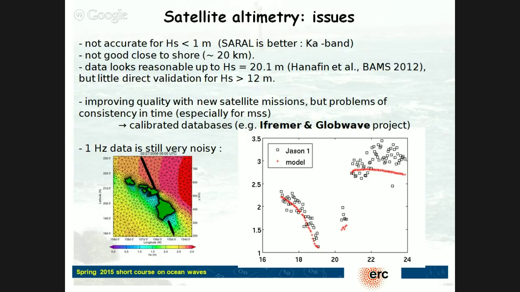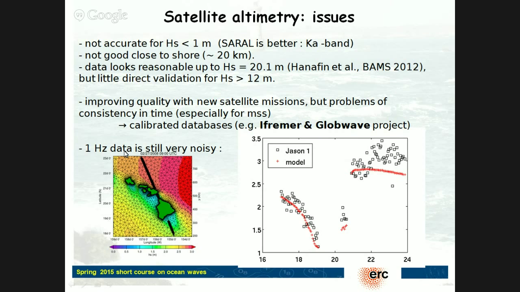All right. And so this is where we have some calibrated databases. So there's one at IFREMER. We have some Australian colleagues that have their own calibrated database of all the altimeter data. You can go to the IFREMER website to get all the data in NetCDF, which is clean and nice and all put together. And that was done through the GlobWave project.